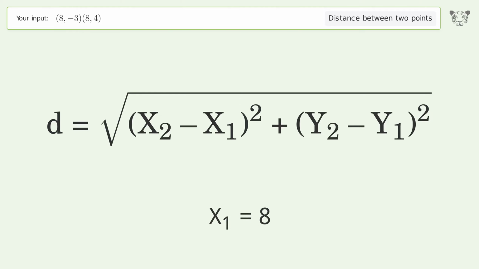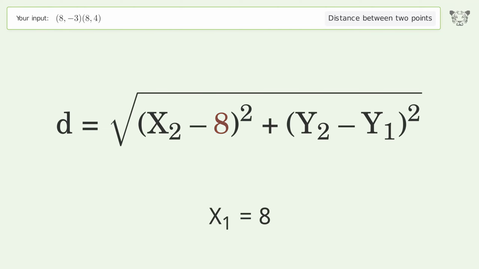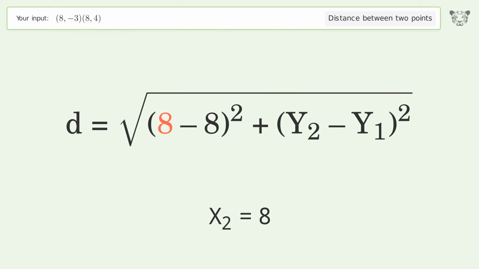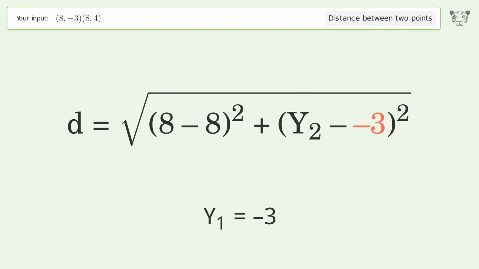x1 equals 8. x2 equals 8. y1 equals -3. y2 equals 4.